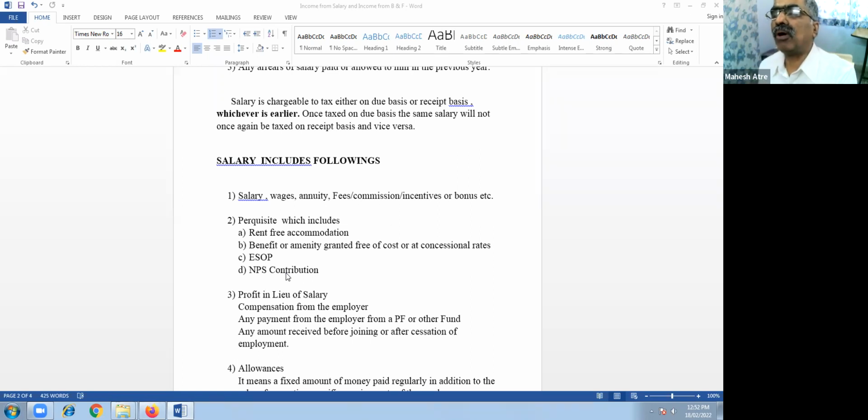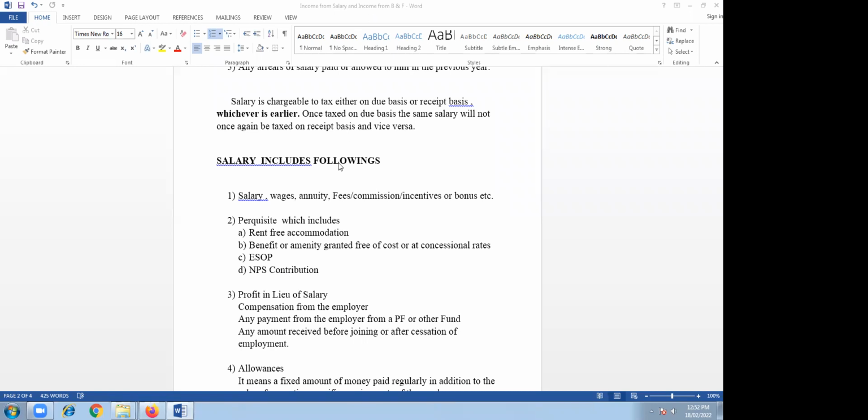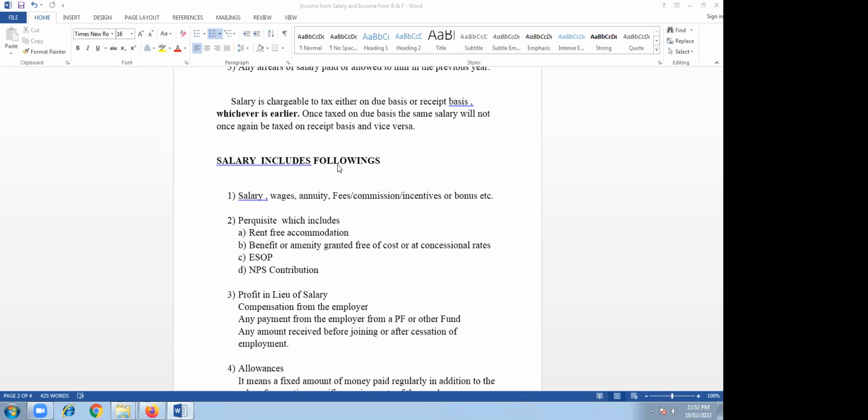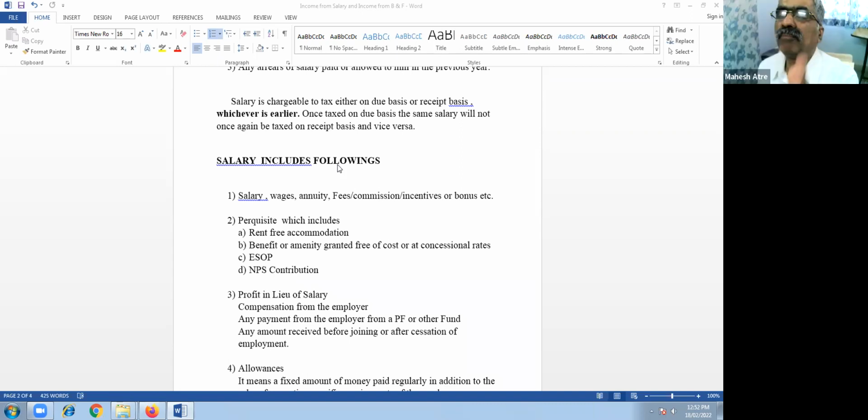In a few cases, the employer is going to contribute to the NPS, that is going to be a perquisite. Please try to understand, any amount paid by the employer to the employee.